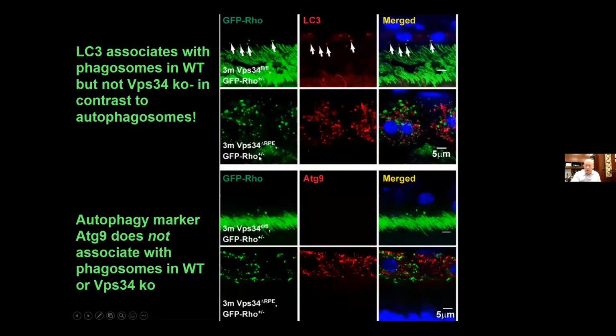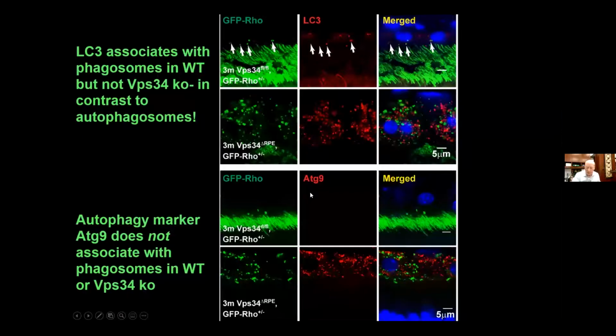Okay, but in the knockout mice, you see the accumulation of these rhodopsin puncta. You see the accumulation of these LC3 puncta, but they're completely separate. They are not co-localized. So in the case of phagocytosis, you absolutely need PI3P for the recruitment of LC3 to the phagosomes.